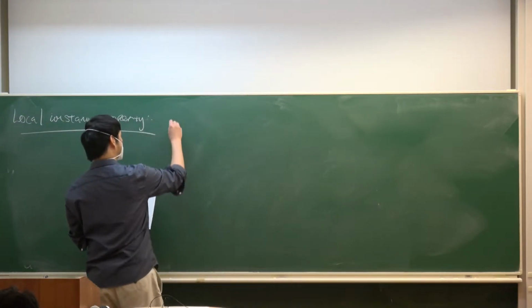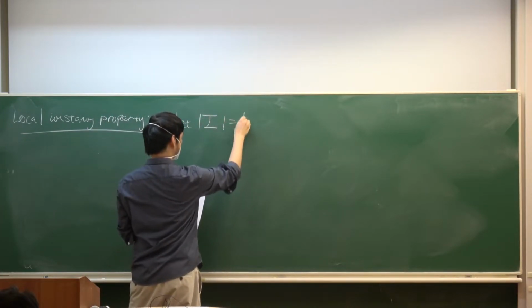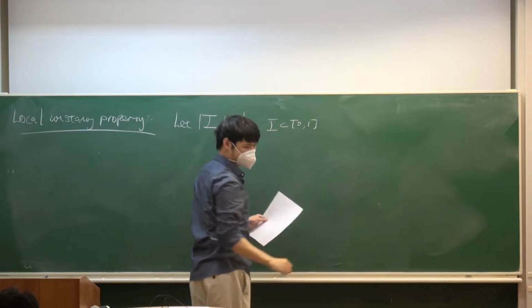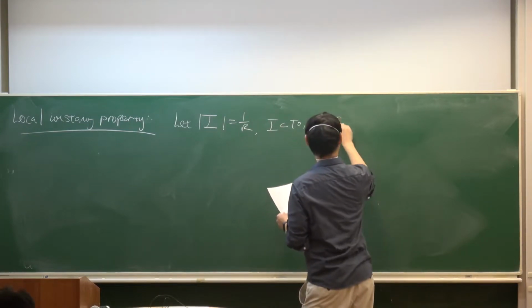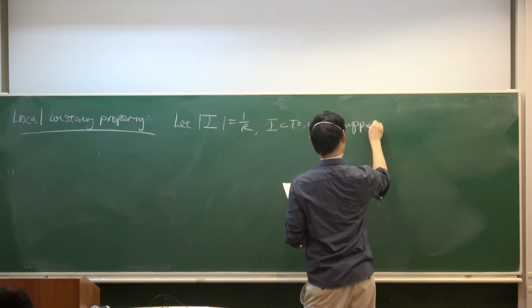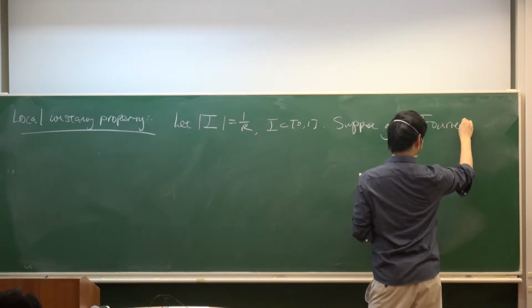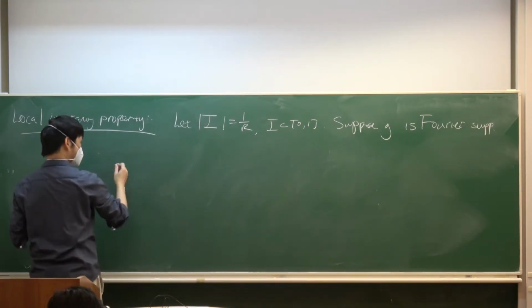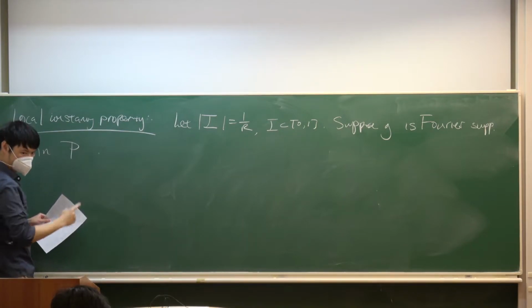Let's write it down. Okay, so let I be an interval of length 1 over r, let's say in [0, 1]. 0, 1 is not so important, it's just that this is the situation we're working in. Suppose G is supported in P. Okay, P is standing for the piece of parabola.